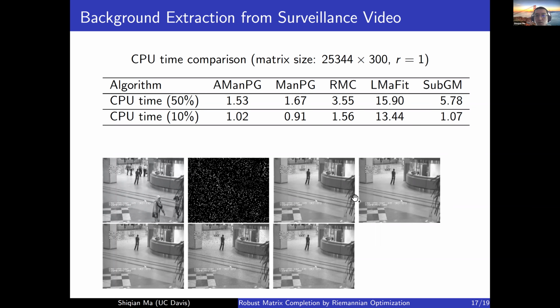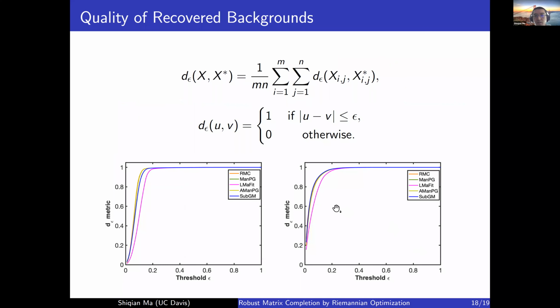And this is the original frame from the surveillance video. This is the sampled one. And these are the recovered backgrounds using the different algorithms. It's very hard to tell the difference. We only see that this LMatrix algorithm has some artifacts. So to better illustrate the difference, we use this so-called B epsilon matrix to compare the quality of the recovered background.